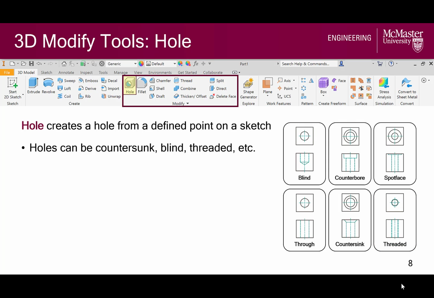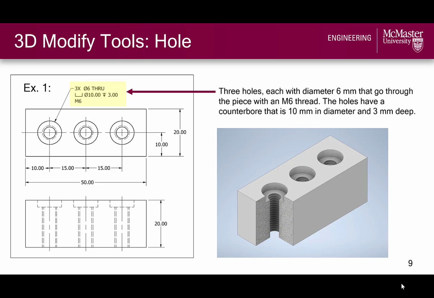So let's look at some examples of using the hole tool to make more complex holes. In this example, which we will assume to be in millimeters, we can read the multi-view hole annotation as follows. The 3 times means we have 3 holes. Phi 6 through means they have a diameter of 6 millimeters going all the way through the part.